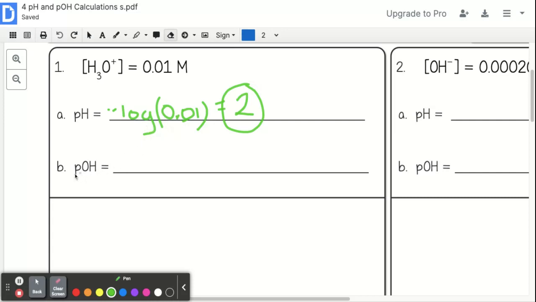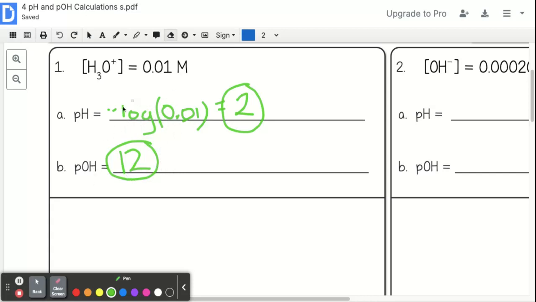Now I need to find the pOH. So the pOH is just going to be whatever the difference is between the pH and 14. So it's just literally 14 minus 2. So we know that it's going to be 12. All right? So now that we know the pOH and we have the pH, this question is not asking for it, but some of them on the other assignment that you guys were assigned do ask for it.